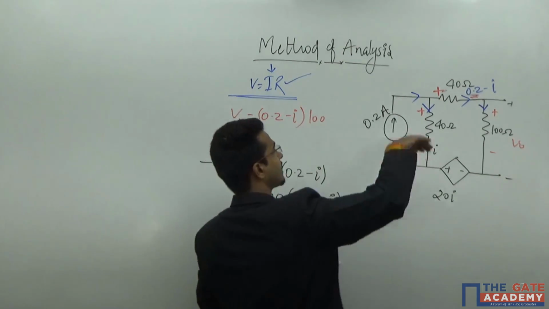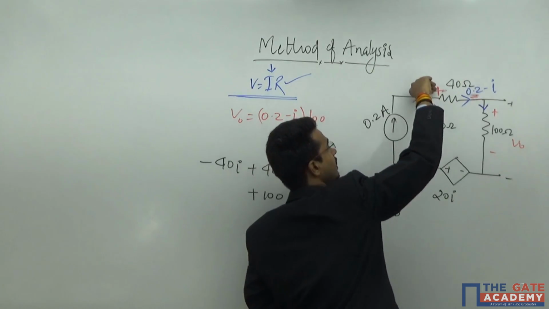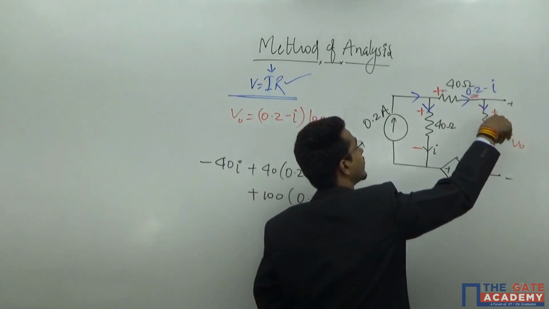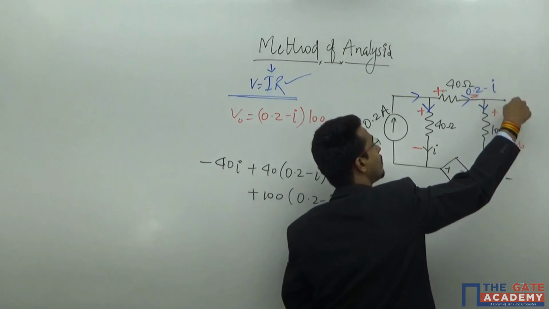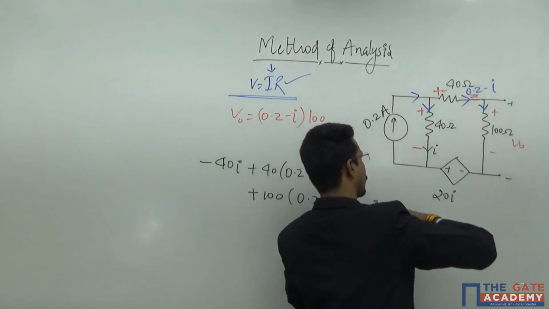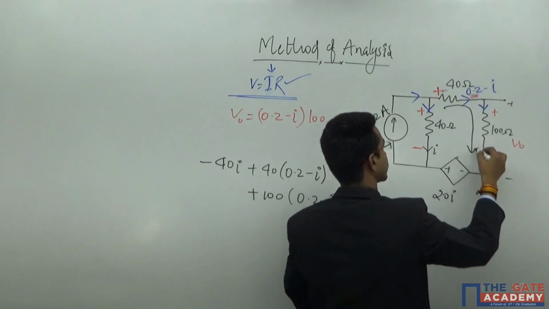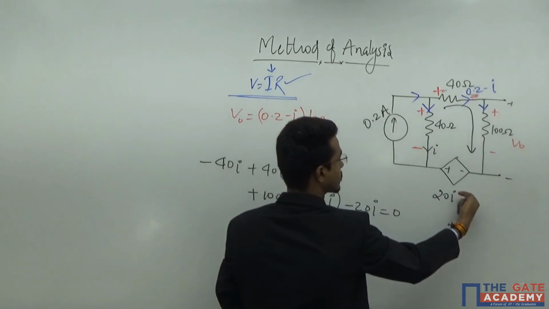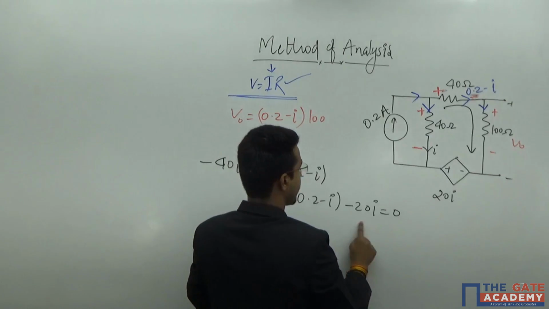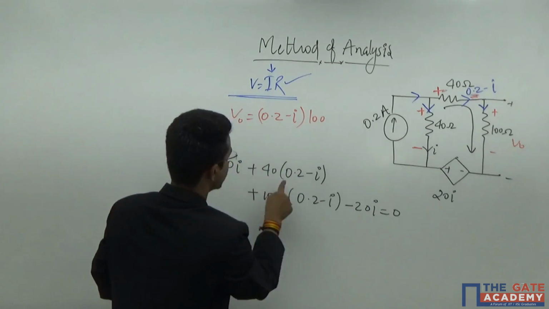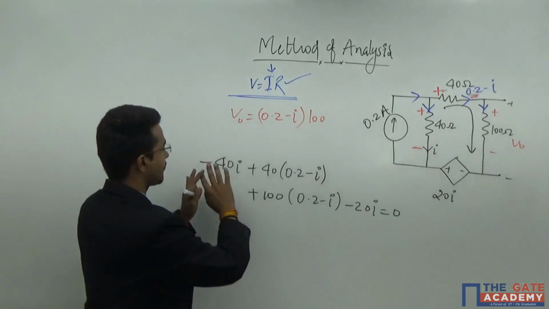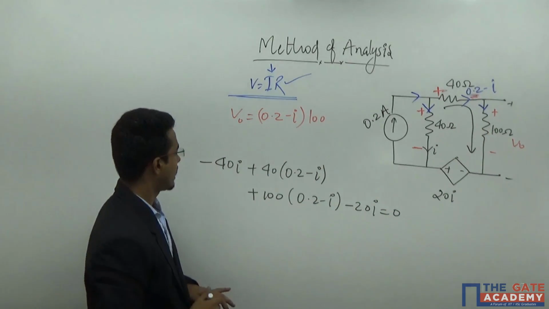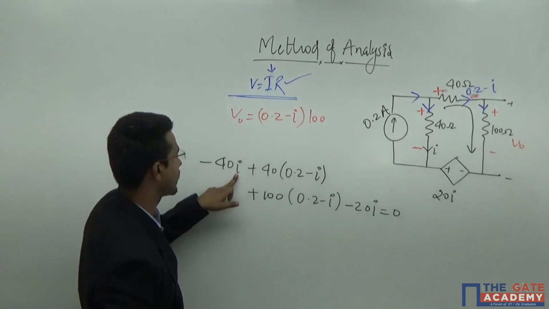That means I have started just from here. 40 into this current, 100 into this current, because no current will flow here because it is open circuited, the entire current will flow like this. And here also I have written minus 20I. That means 1, 2, 3, 4 components are here and I have written the 4 voltages here. I will calculate the value of I from here.